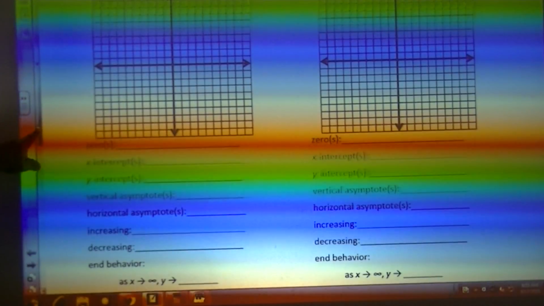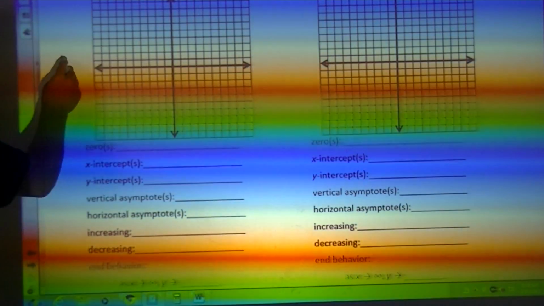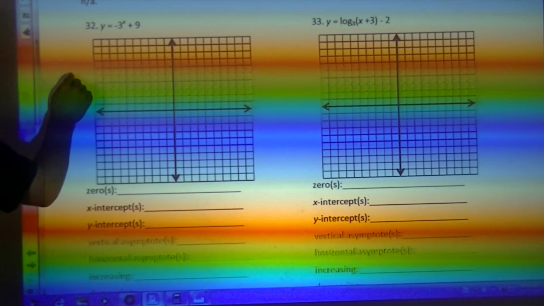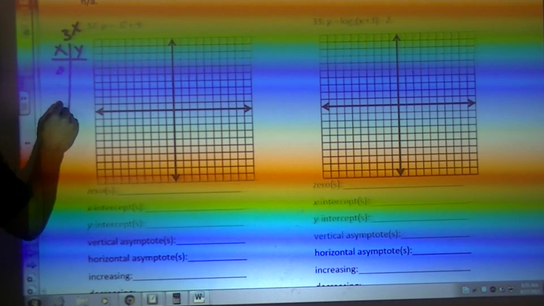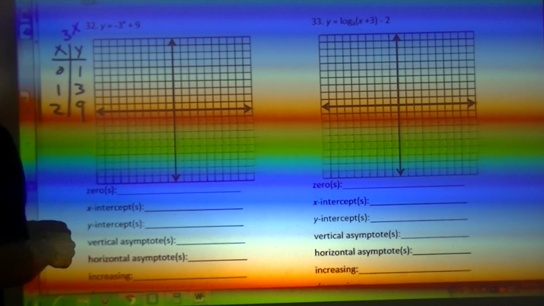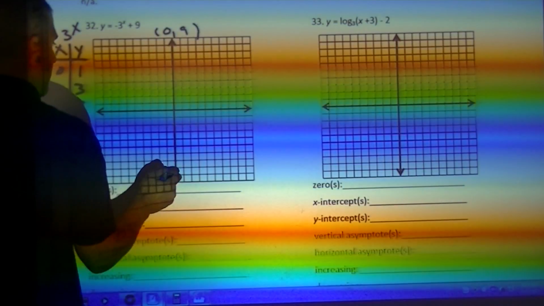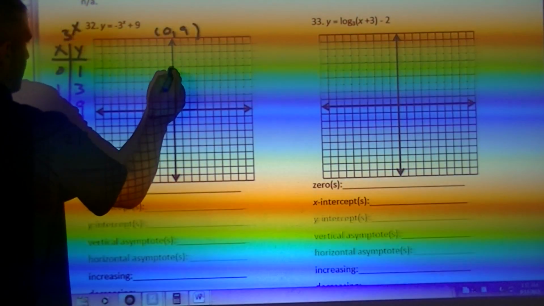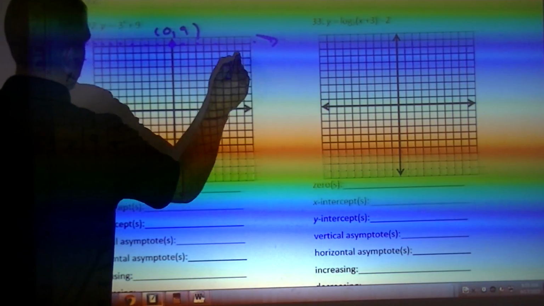That's number 31. All right, 32. I've got to make sure I graph these. What I'm going to do on this one is move this down. I'm going to graph 3 to the x. 0, 1, 2. That's going to be 1, 3, and 9. Now my anchor here is 0, 9.